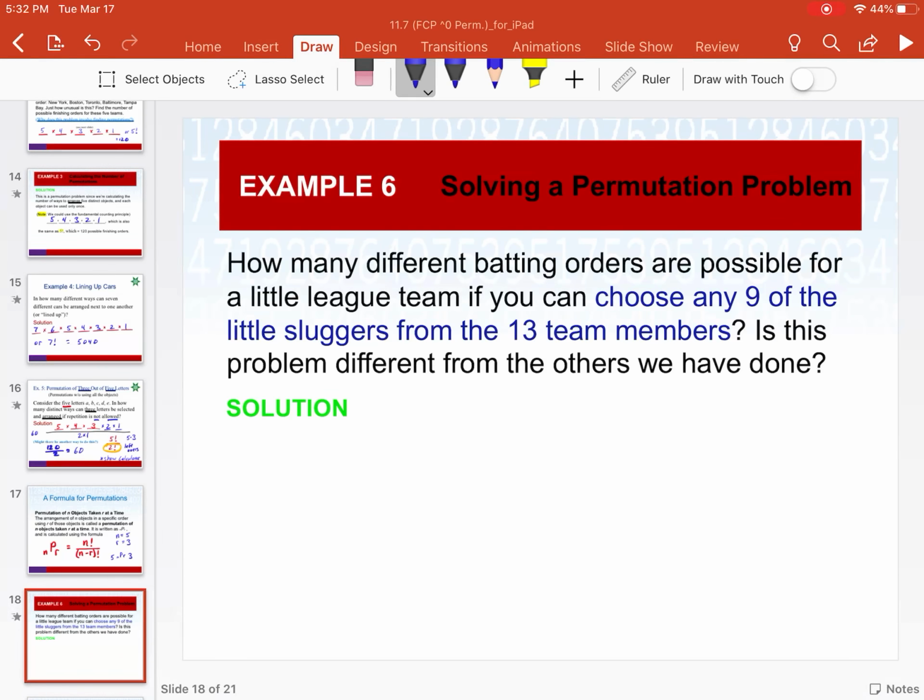All right, so let's try this problem. How many different batting orders are possible for a Little League team if you can choose any 9 of the Little Sluggers from the 13 team members? So you've got 13 players on a Little League team. You can choose 9 for a batting order.